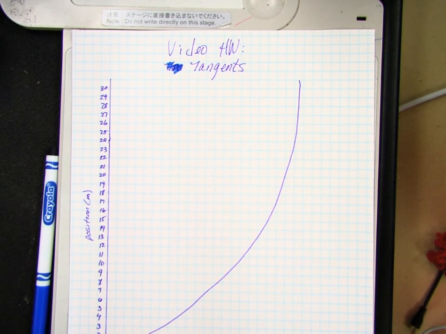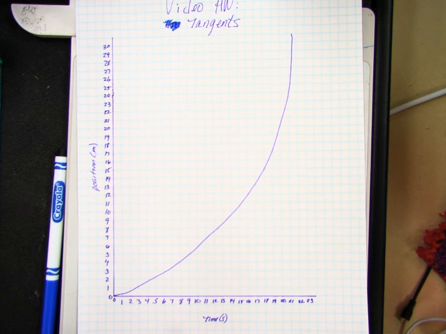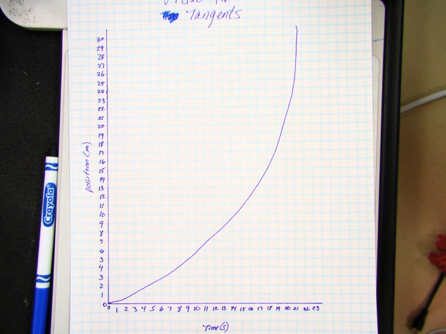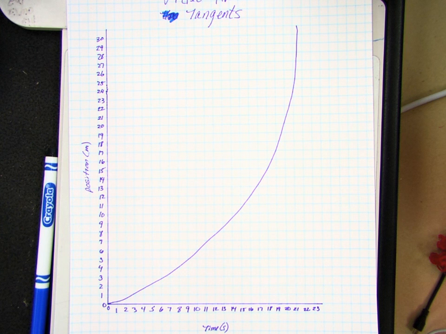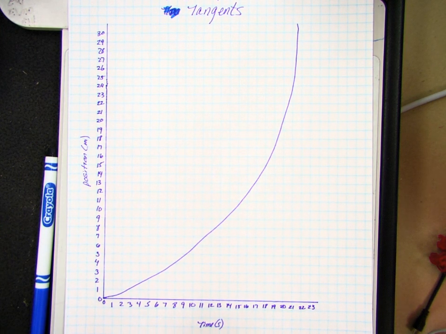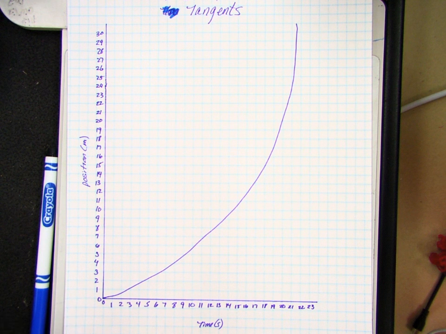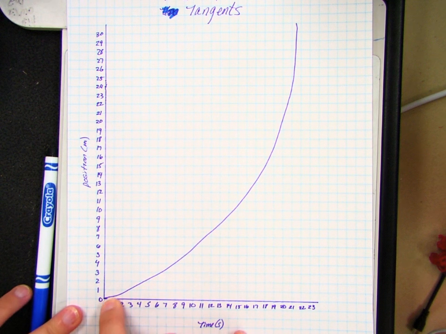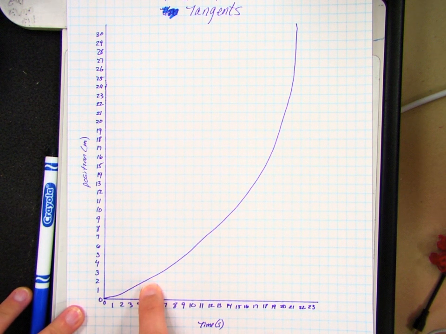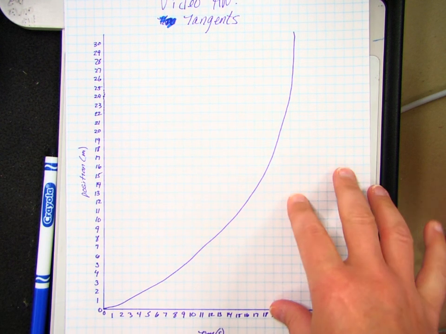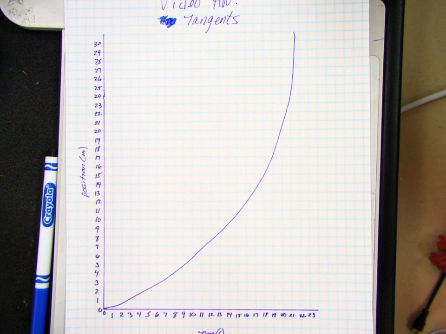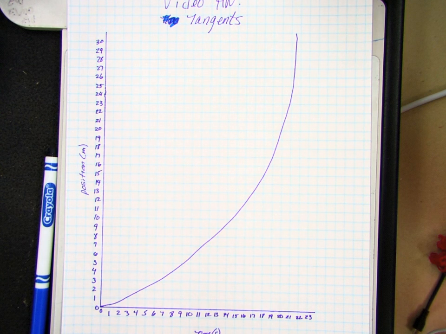So when you did your position-time graph for the buggy, you got a graph that looks something like this. It's curved because the rate of change in position is changing. The speed is changing. Down here we have a not very steep line. At the beginning of the ramp, the car wasn't going very fast. But at the end, the car was traveling quite quickly, and our line gets much steeper at the end.